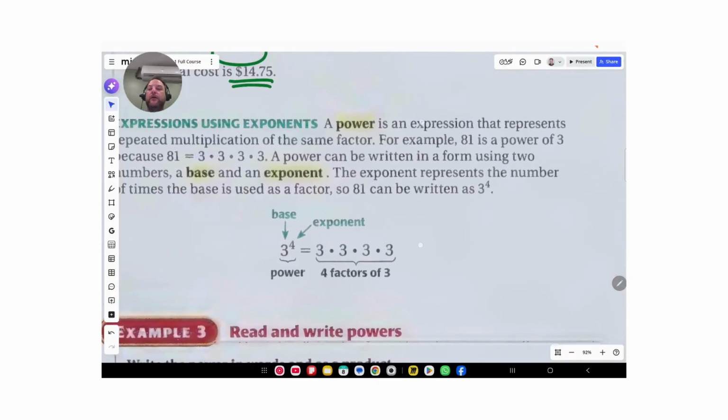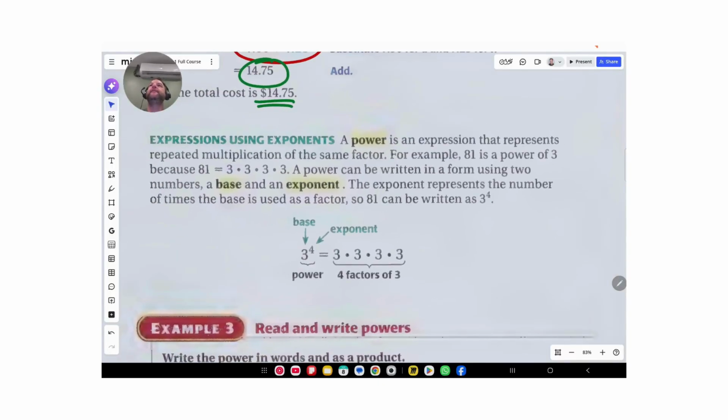All right, now we're at power. What is a power? A power is an expression that represents repeated multiplication of the same factor. In 3 to the 4th power, for example, we have a base and we have an exponent. The base will be our bigger number. That's what number is going to multiply itself however many times the exponent tells it to. So in this case, it tells the 3 to multiply itself by itself 4 times. Or in other words, to take 3 as a factor and multiply it 4 times.